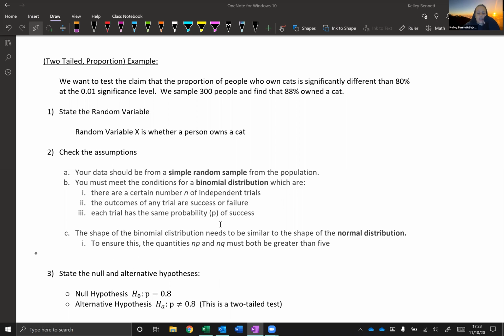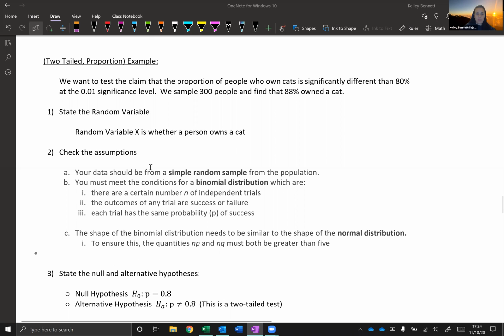So let's go ahead and state the random variable. The random variable X is whether a person owns a cat. So remember that when we're doing proportions, it has to come from a binomial population. So we need to have a certain amount of trials, right? So we're going to ask 13 people whether or not they own a cat, and then they're going to have a success or a failure. So success would be owning a cat, which I can get behind. And failure would be they don't own a cat.